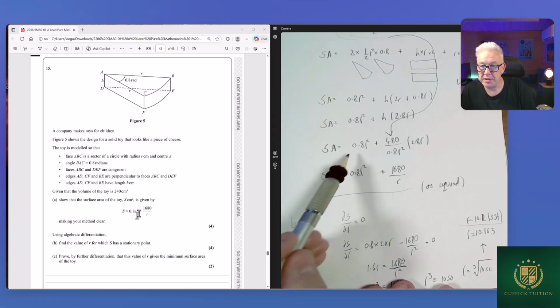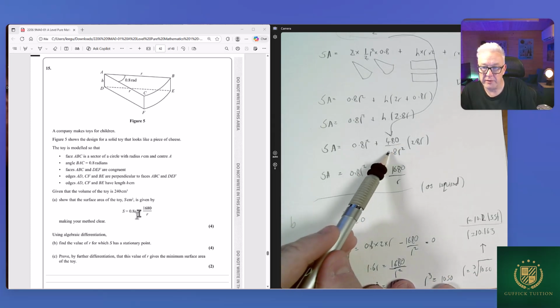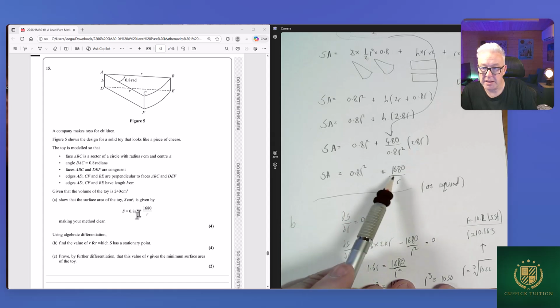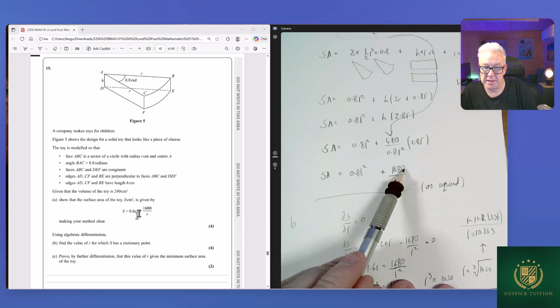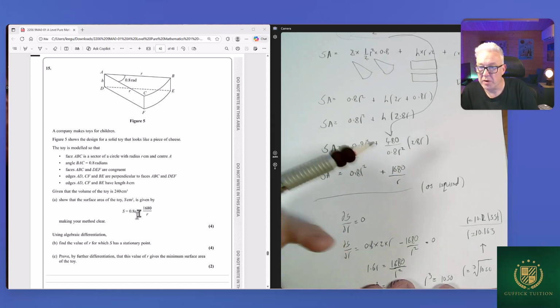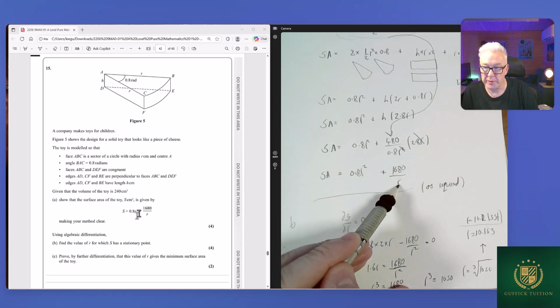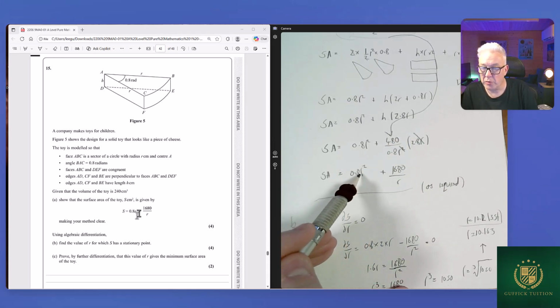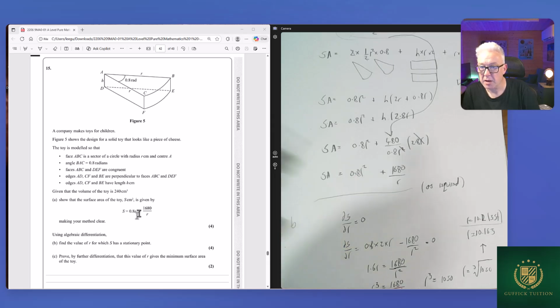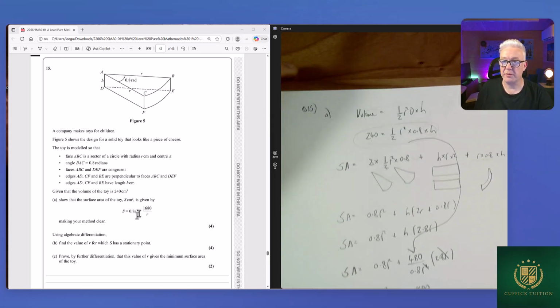Okay, so let's tidy this up now. So 480 over 0.8 times by 2.8 just so happens to be 1680, which is super encouraging. We've got here this r cancels with the squared, just leaving us the r in the denominator. And then we had our 0.8r². Oh yeah, I need to describe where these formulas have come from.